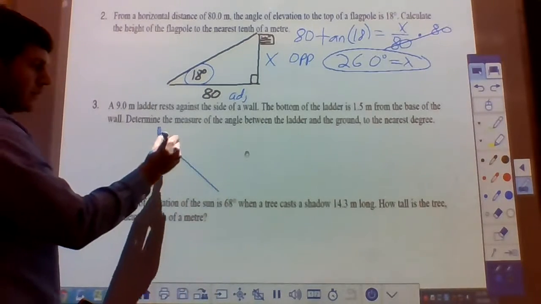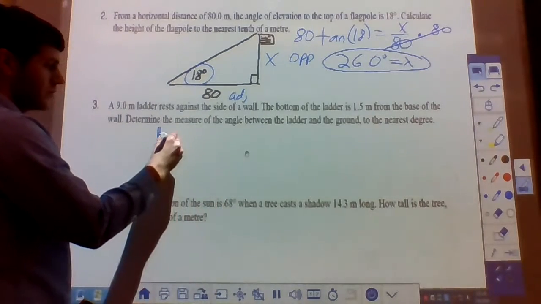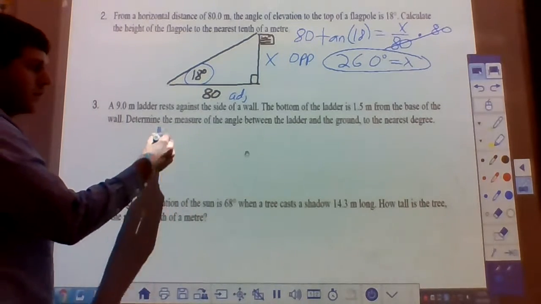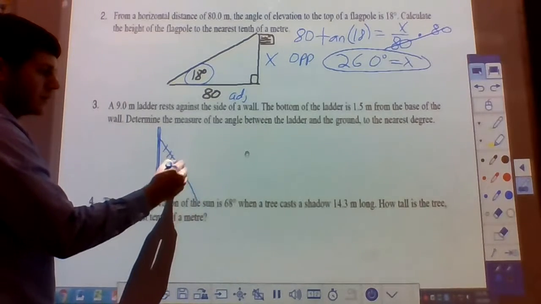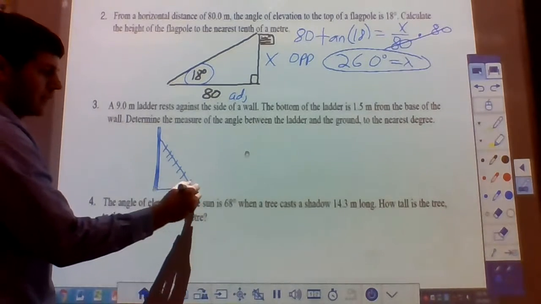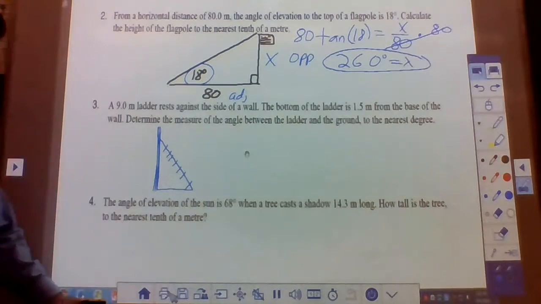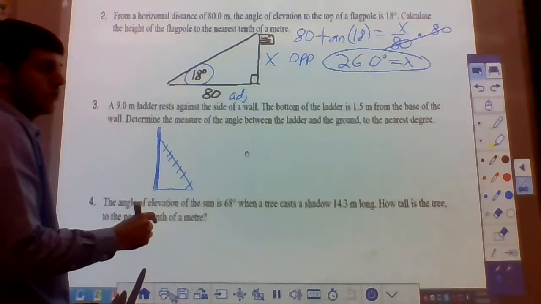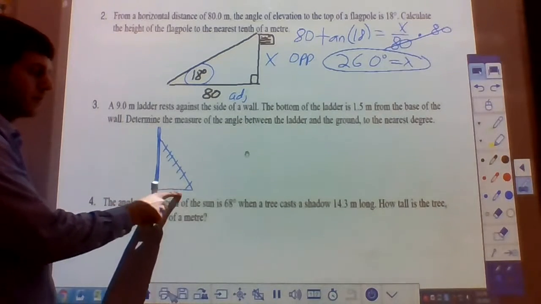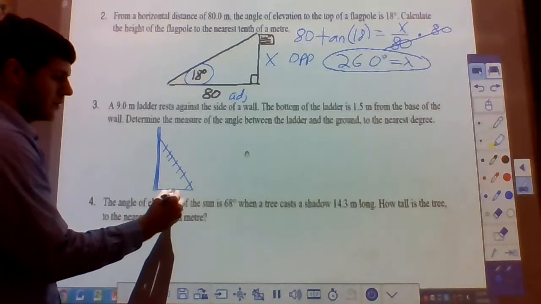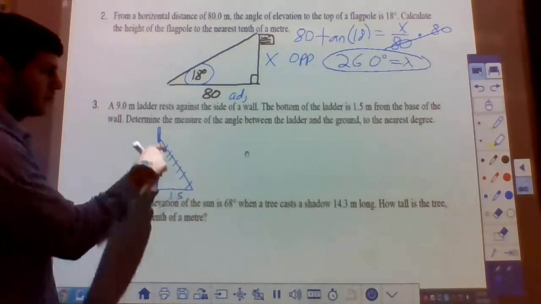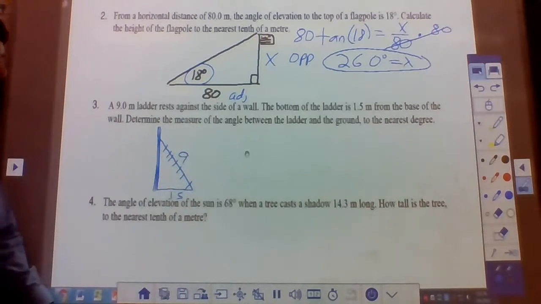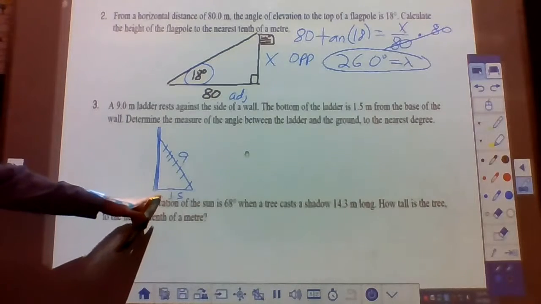So again, the best way to do this is to visualize in real life. Visualize at your house a ladder going against the wall, right? You put the ladder up on the outside of your house against the wall. So that's what's going at the angle. Okay, ladder against the wall. The bottom of the ladder is 1.5 meters from the base of the wall. So the bottom of the ladder is 1.5 away. Okay, we knew the ladder was 9 meters long. Okay. It's 1.5 meters away from the wall.